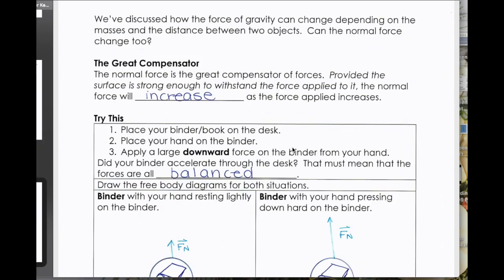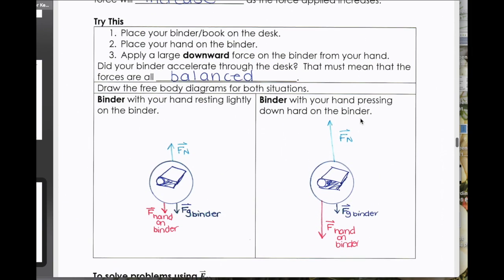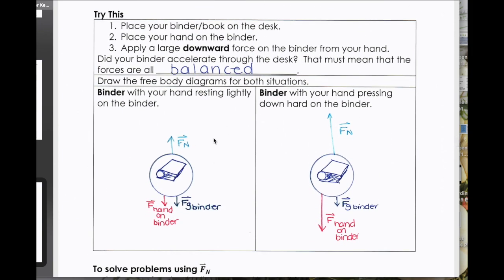The normal force is kind of the compensator for forces. Providing whatever surface the object is sitting on or being pressed against can handle it, the normal force will increase as the force applied increases. So here's an example of that. If we have a book on a desk and you put your hand on the book and apply a downward force, the book isn't going to accelerate through the desk. That just means that the forces are all balanced.